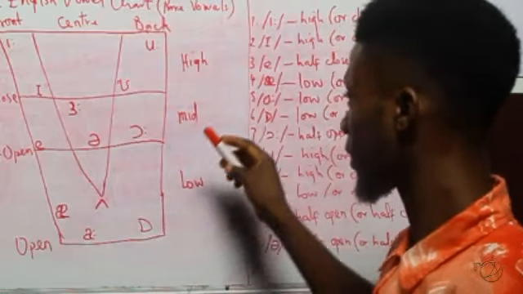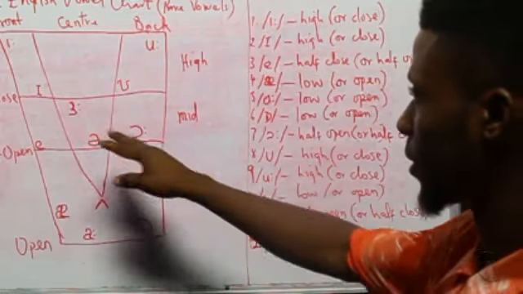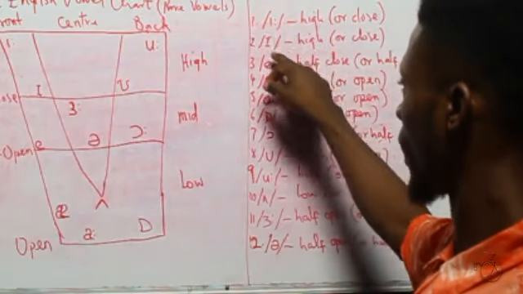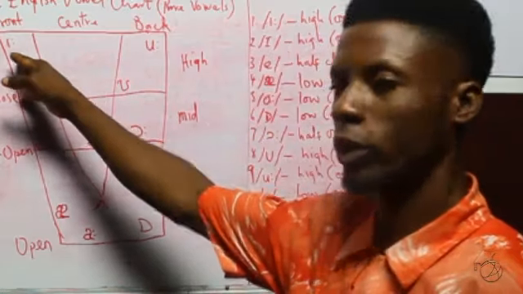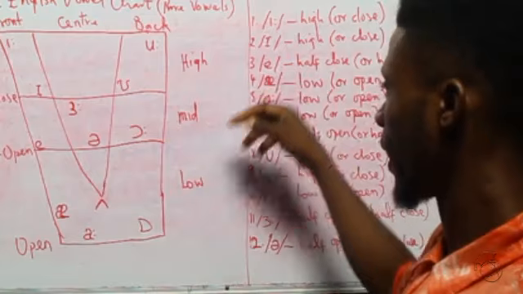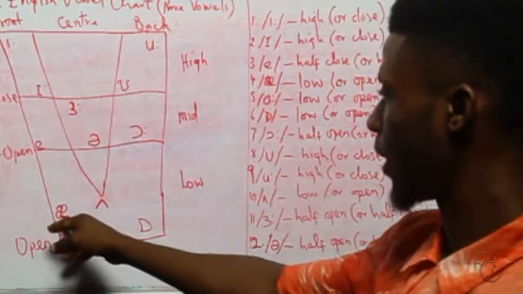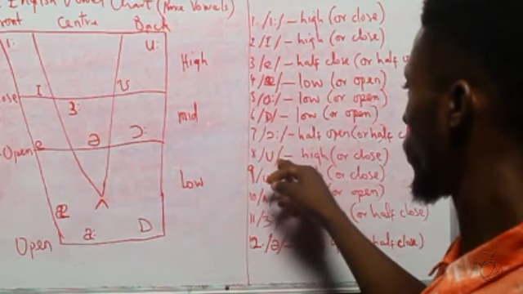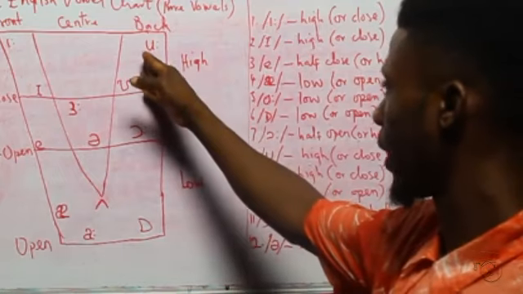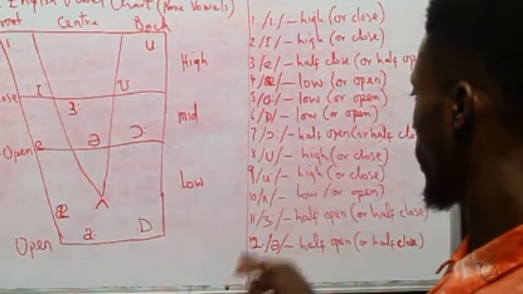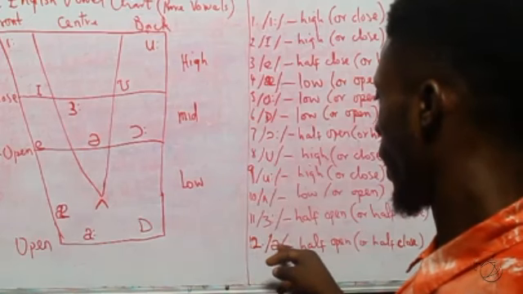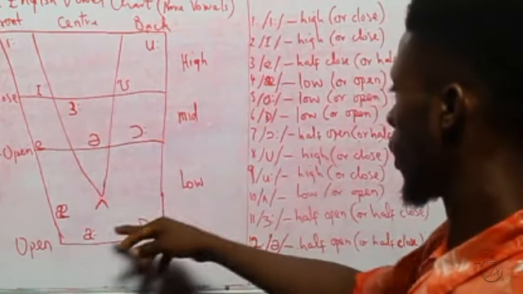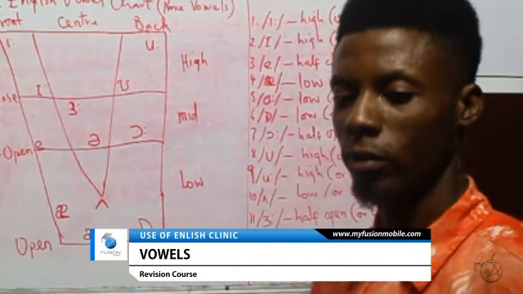Let us also look at the positions where they appear in the chart, whether front, center, or back. The long E sound and the short E appear in the front position, as well as the A sound. While the long O sound, the short U, and the long U sound appear in the back position. The A, long A, and the schwa sound appear in the center position.